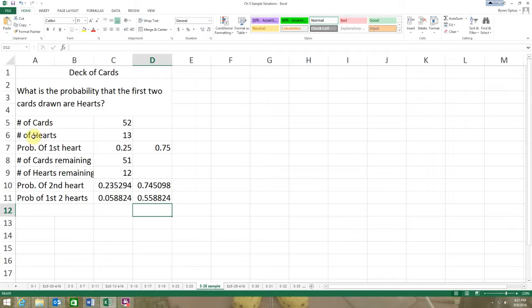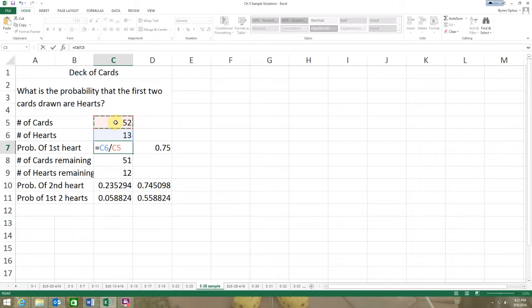And I got 4 suits, so each suit, like hearts, has 13 in it, and so what's the probability that the first 2 cards drawn are hearts? Well, the probability of the first card being drawn is simply equal then to my number of hearts divided by my total number of cards, right?